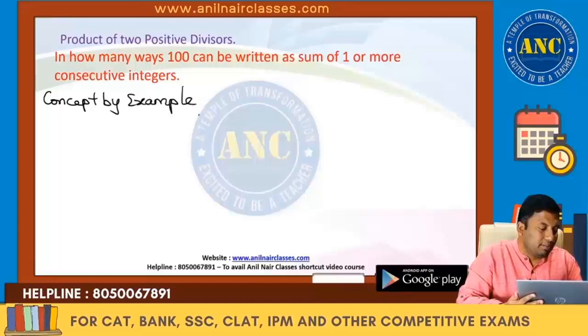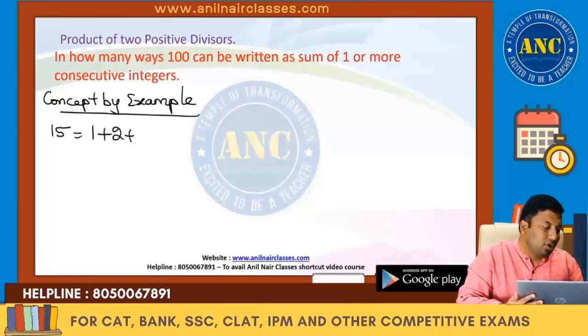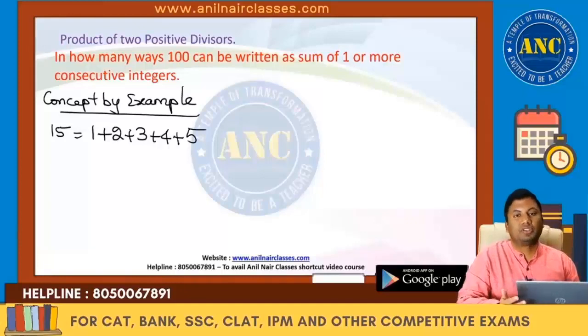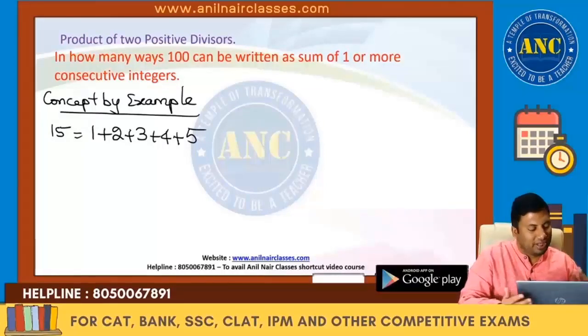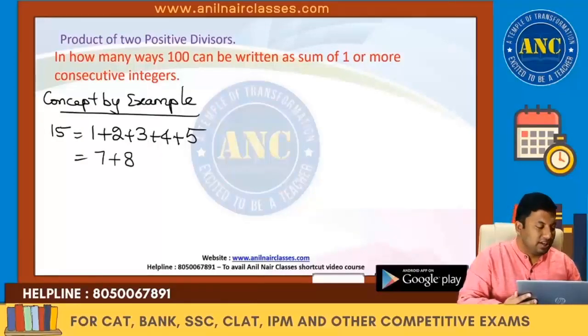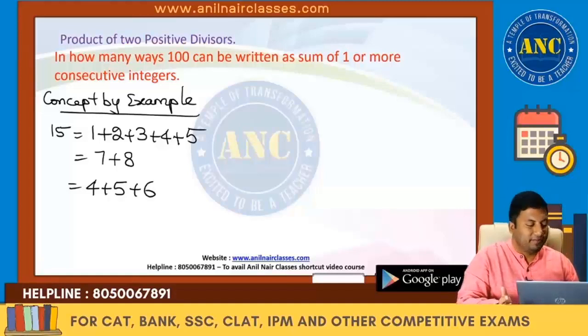Concept by example. Suppose I take 15. How can I write 15 as a sum of two or more consecutive numbers? 1 plus 2 plus 3 plus 4 plus 5. Is it clear? The sum is 15. Or you can also write it as 7 plus 8. You can also write it as 4 plus 5 plus 6, which is 15.